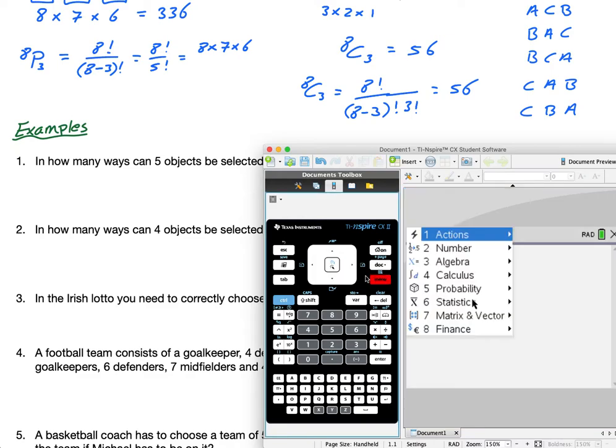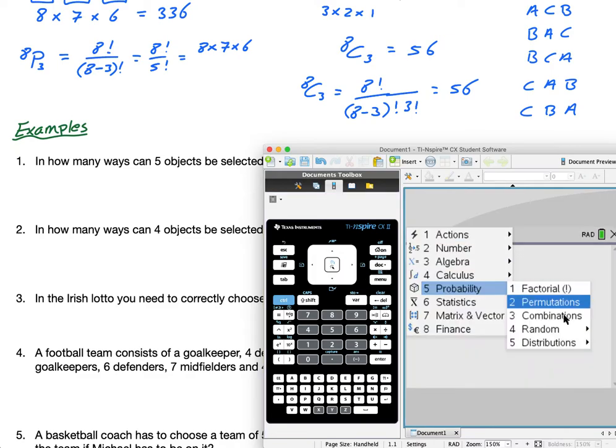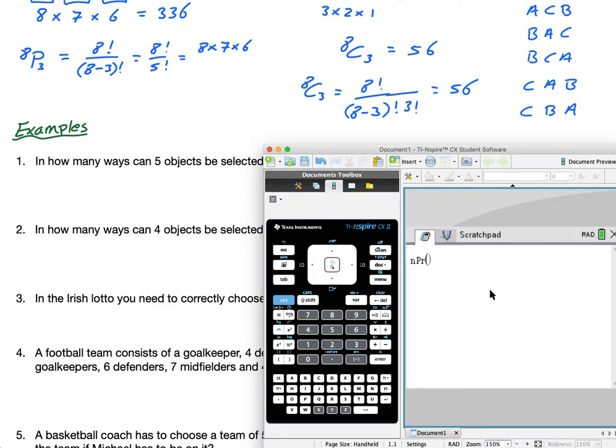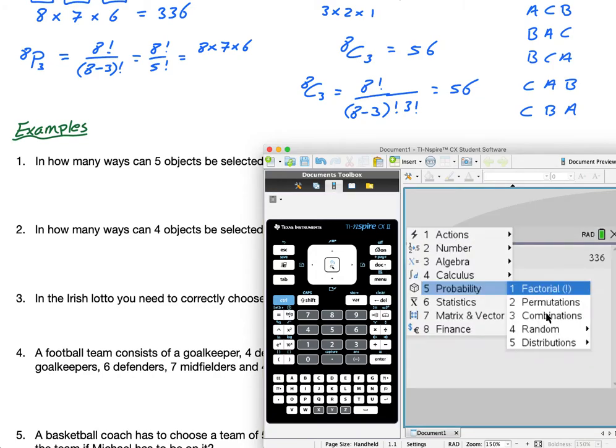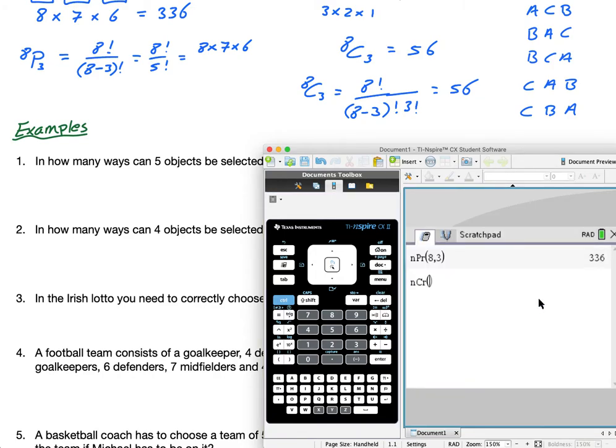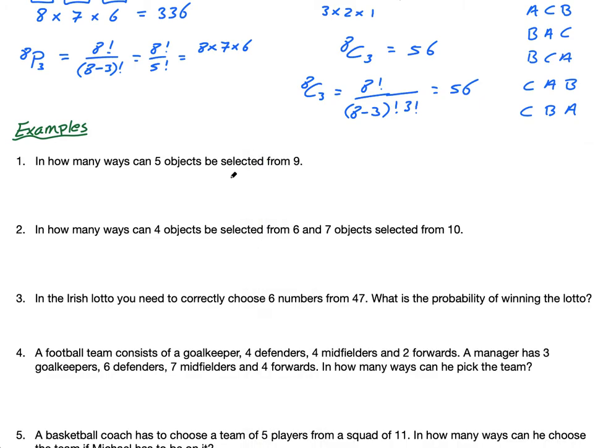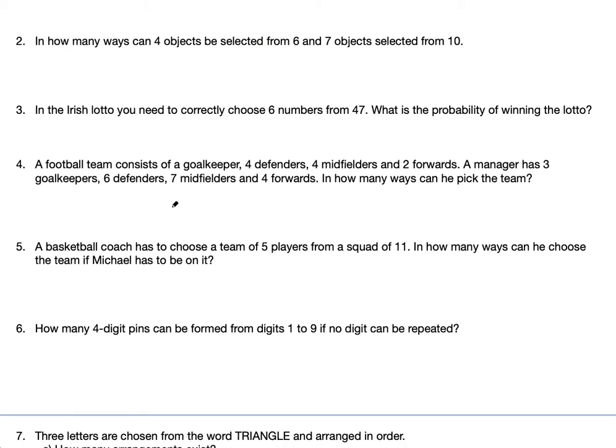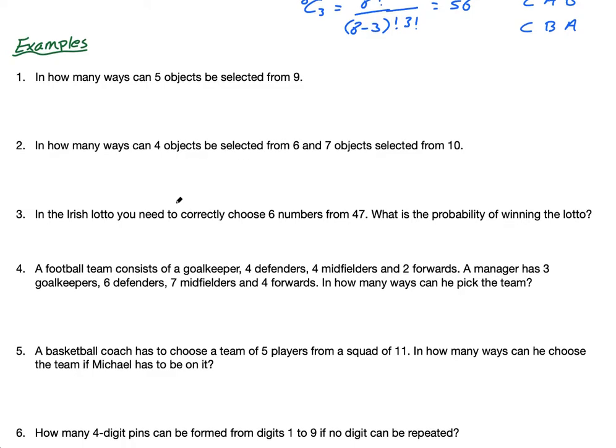Okay, I'm going to go this way. So probability, let's do permutations. On this calculator, this is how you do it. You do NPR, and then you do 8 comma 3, and I get 336. And then the choose one, probability, combinations, 8 comma 3, 56. There you go.